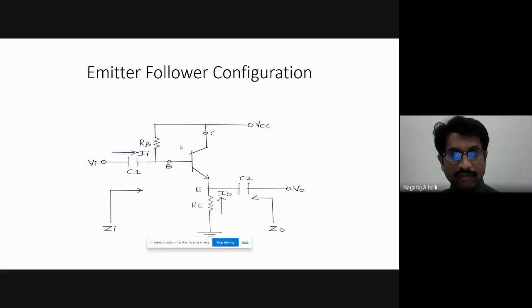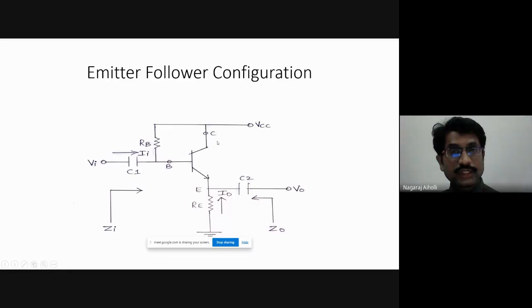In this emitter follower configuration, the input Vi is applied through the coupling capacitor C1 to the base terminal. Output is taken from the emitter terminal, note that, through the coupling capacitor C2. There is no collector resistance here. In the emitter follower configuration, there is no collector resistance.